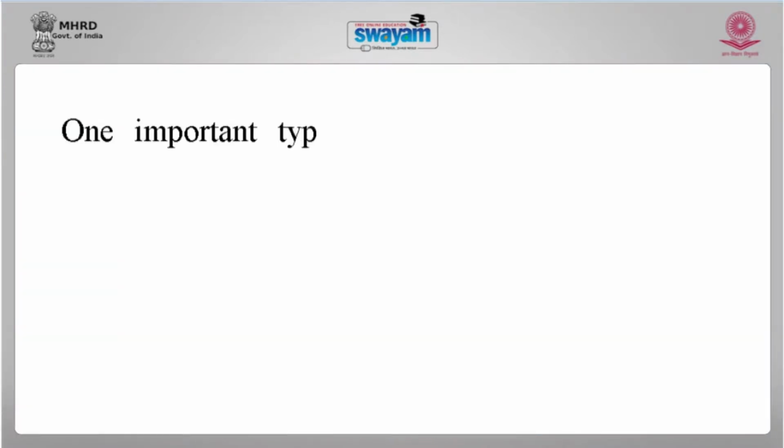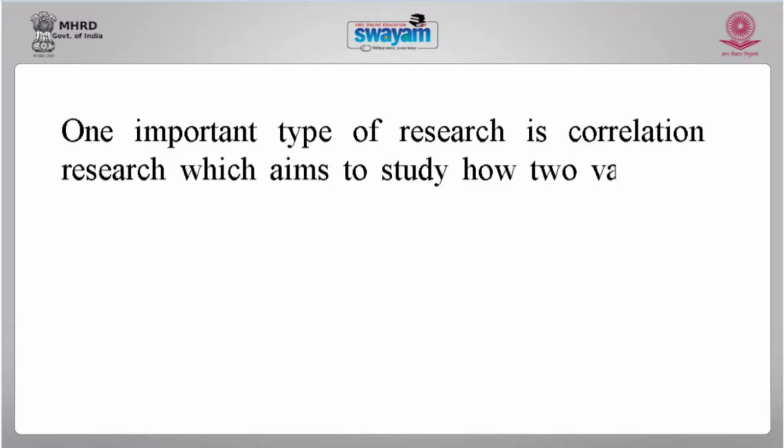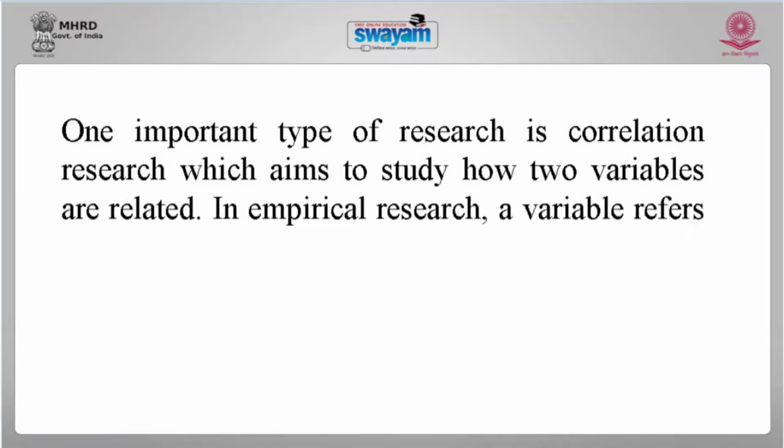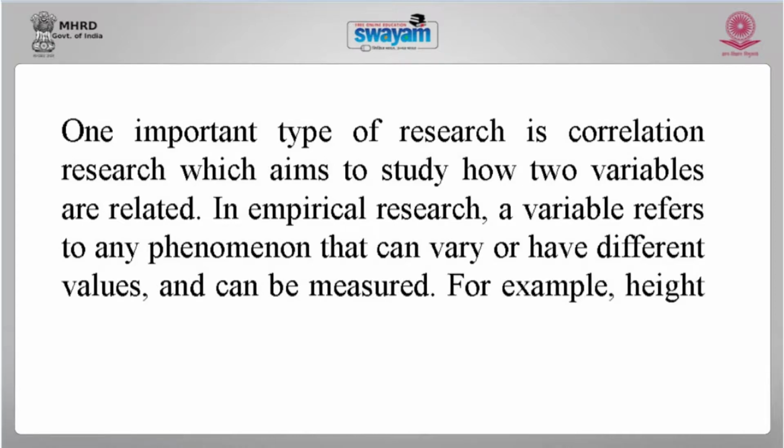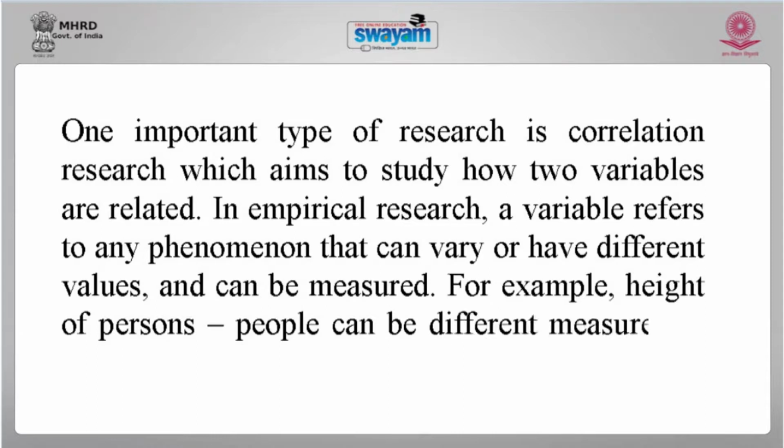Now let us come to correlation. One important type of research is correlation research, which aims to study how two variables are related. In empirical research, a variable refers to any phenomenon that can vary or have different values and can be measured. For example, height of persons. People can have different measures of tall or short.